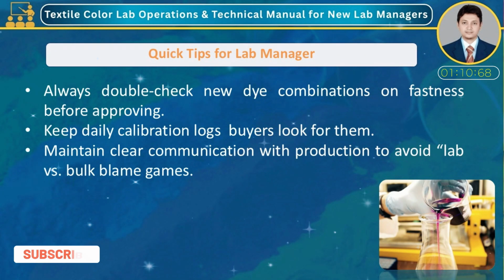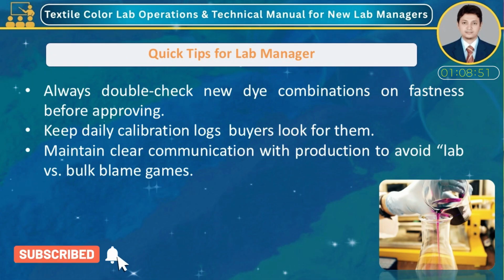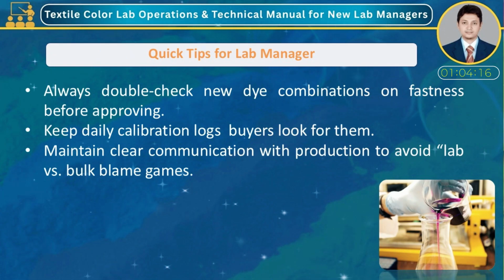Quick tips for lab manager. First, always double-check new dye combinations for color fastness before giving approval. This small step can prevent major problems during bulk production.